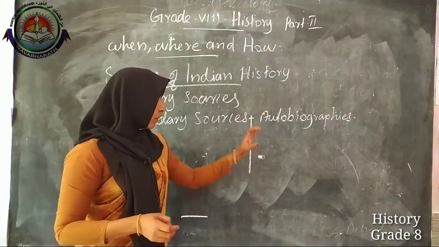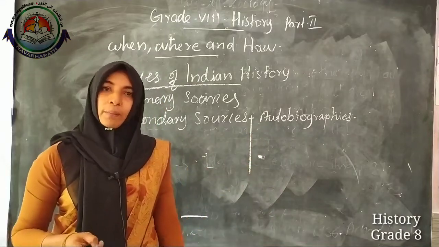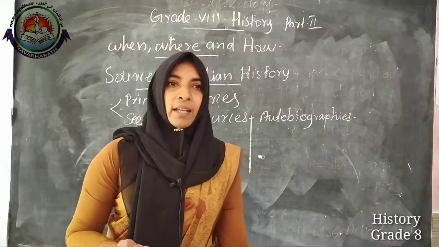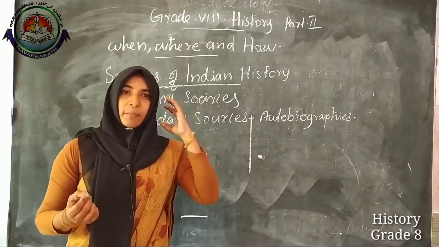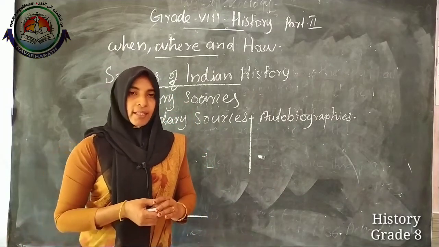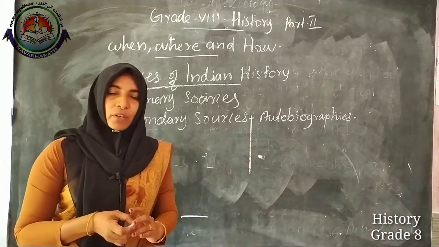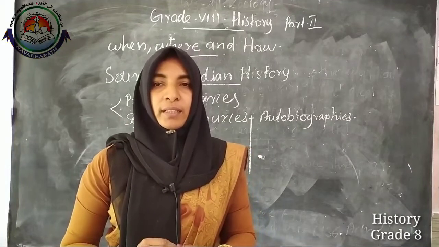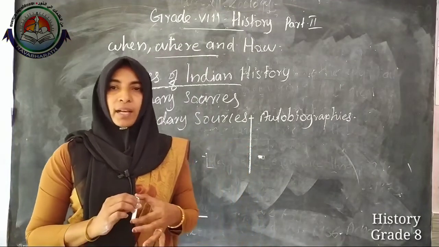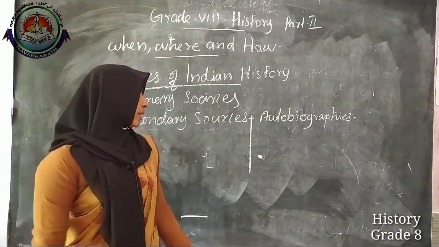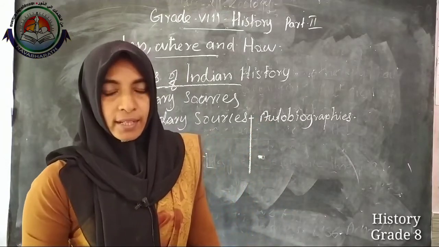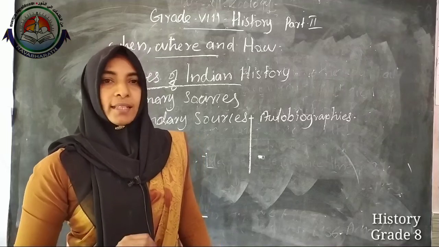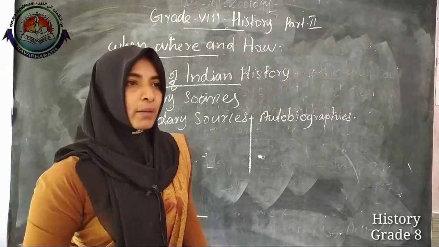Listen, an autobiography gives us an account of a past event, an introspective account taken from the memory of a person. What is the limitation of an autobiography? It depends upon the attitude of that author. That is the first example of a secondary source of history. Then second one, government records.